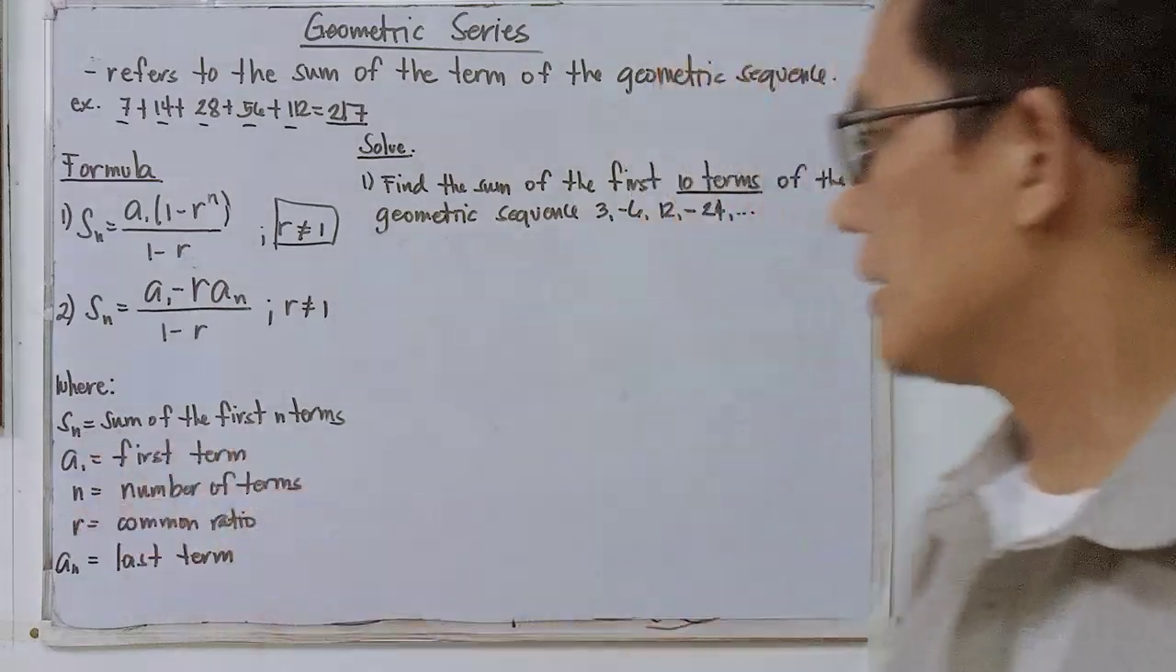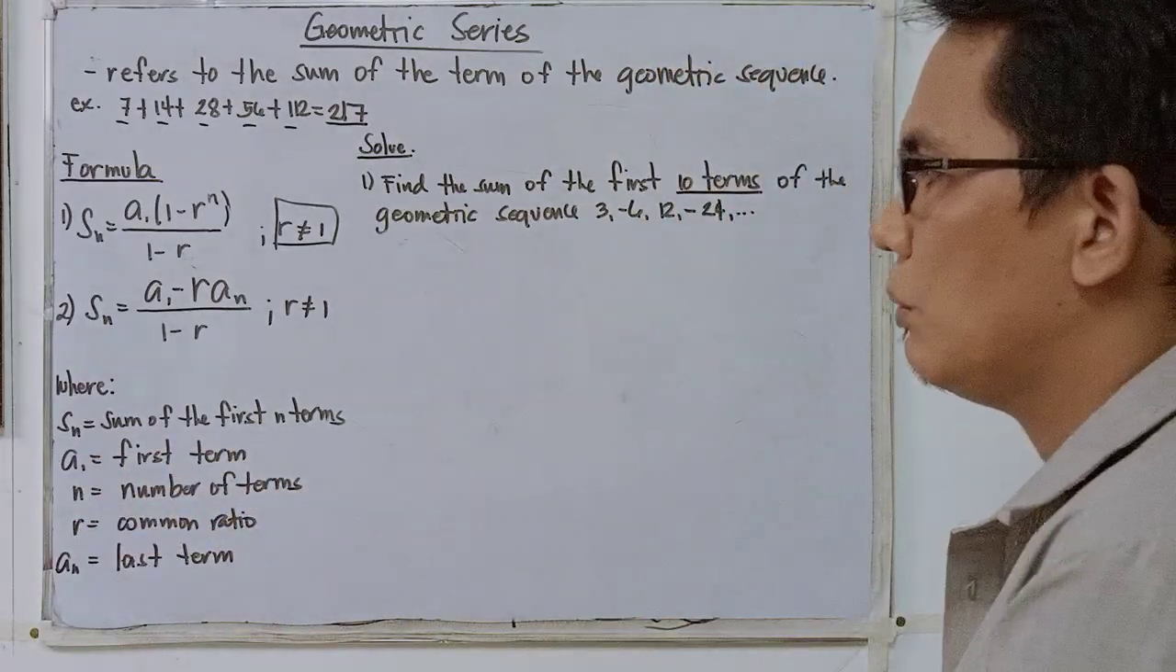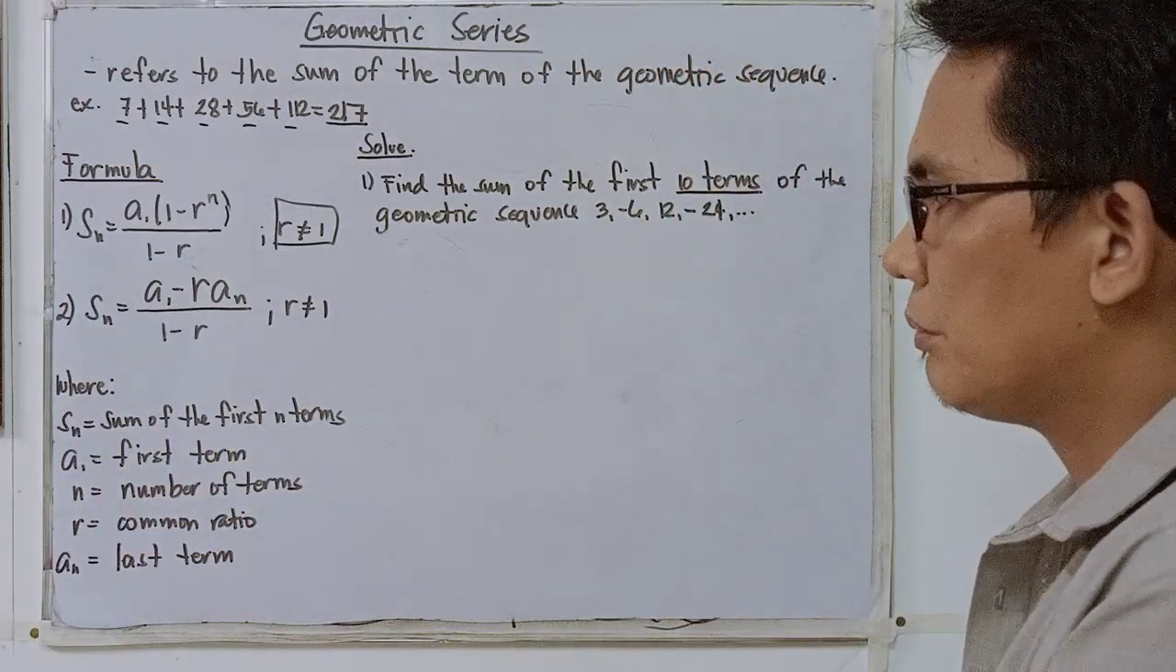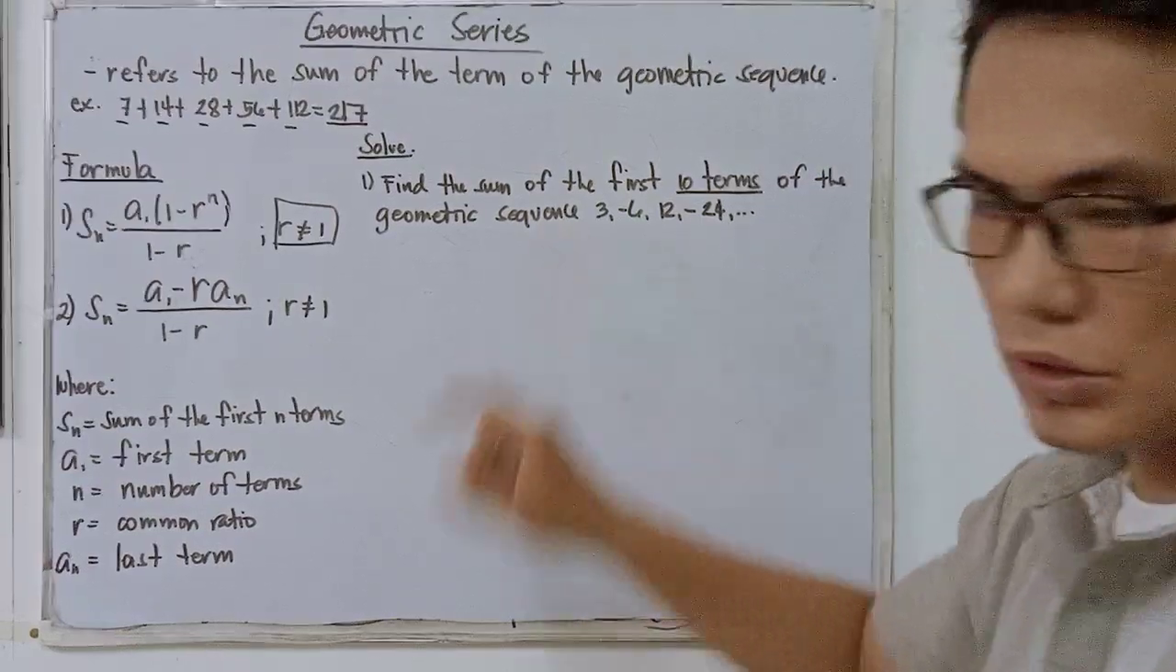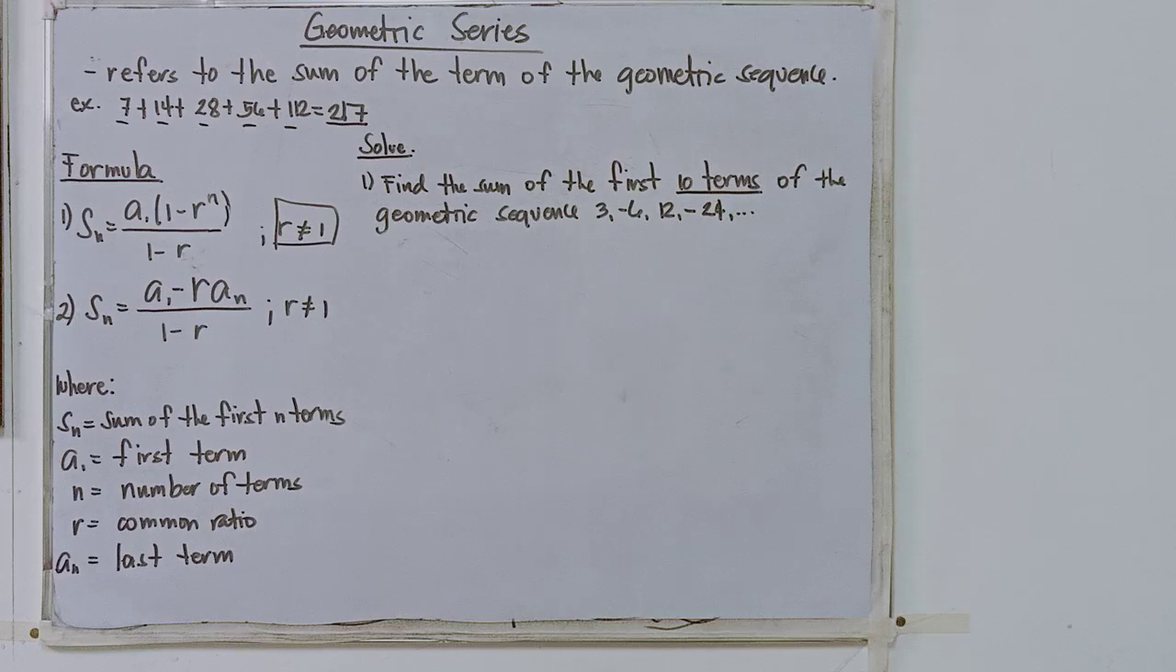So S sub n here is the sum of the first n terms, a sub 1 is the first term, n is the number of terms, r is the common ratio, a sub n is the last term. So let us try to solve for our number 1. Number 1's problem is: find the sum of the first 10 terms of the geometric sequence 3, negative 6, 12, negative 24.